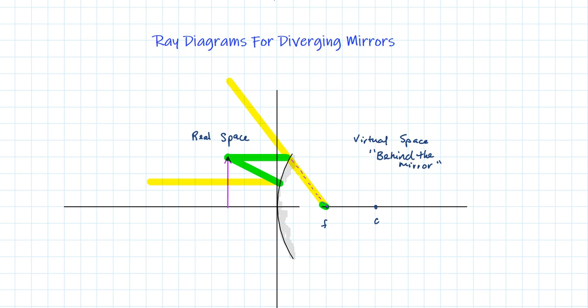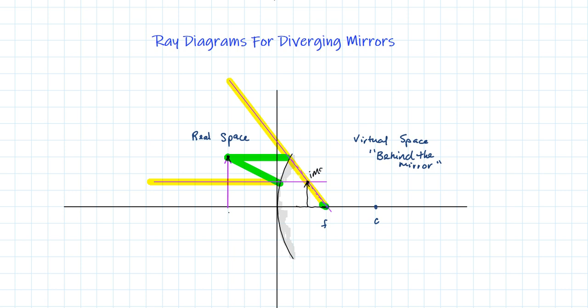Now again, if I'm looking at this, I'm not going to be able to see a real image form. There are no actual light rays intersecting. So what's going to have to happen, just like we had before, is we're going to trace back the reflected rays. So here would be this first one over here, and then I will also trace back this reflected ray. And I see that the lines intersect at this point right here, which is the corresponding point to that point. So then I can assume that all other points along here would correspond below and hit the axis right there.